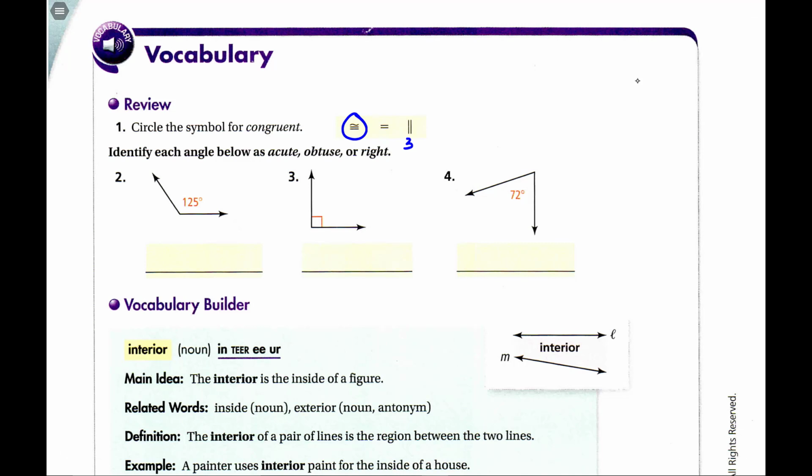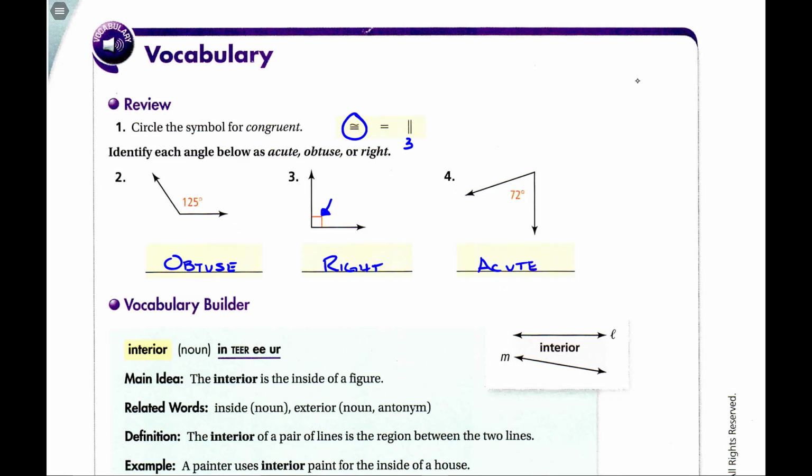For 2, 3, and 4, we're looking at indicating whether or not an angle is acute, obtuse, or right. Remember, an acute angle is less than 90, an obtuse angle is greater than 90, and a right angle is exactly 90. So for number 2, the angle is 125 degrees, which is greater than 90, so this will be an obtuse angle. For number 3, the little box here in the corner indicates that it is a 90-degree angle, so it must be right. And then for number 4, it's 72 degrees, which is less than 90, so it will be an acute angle.